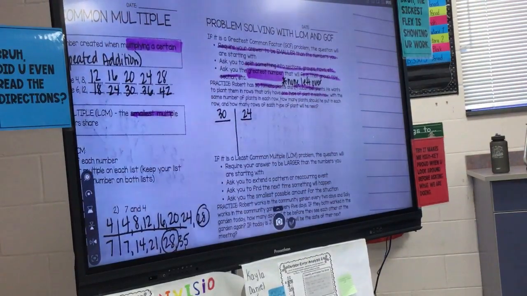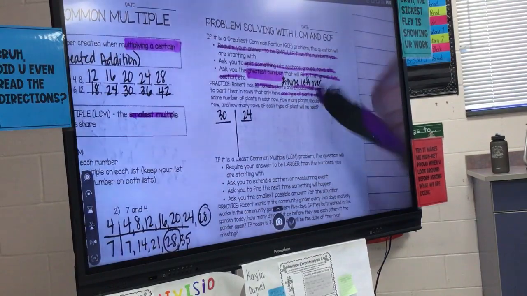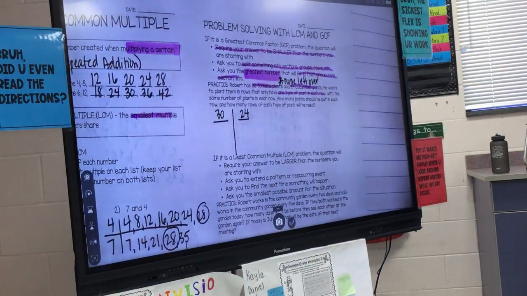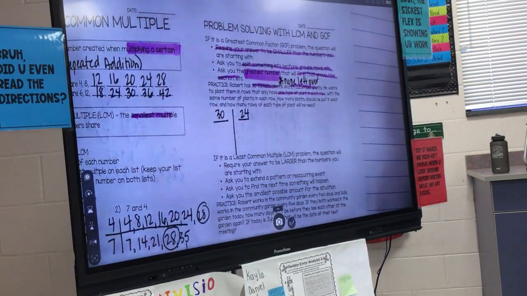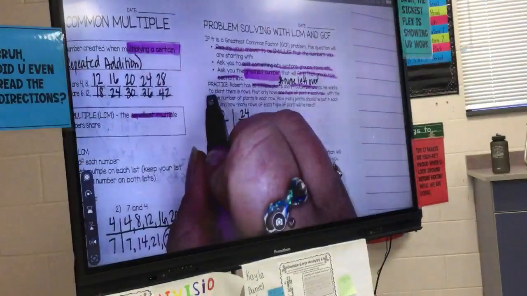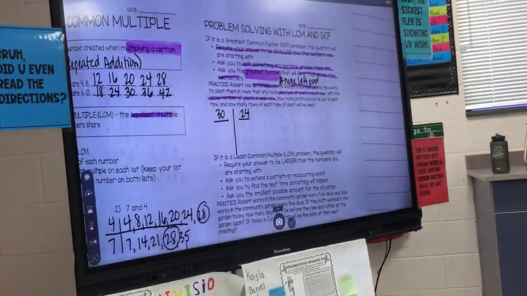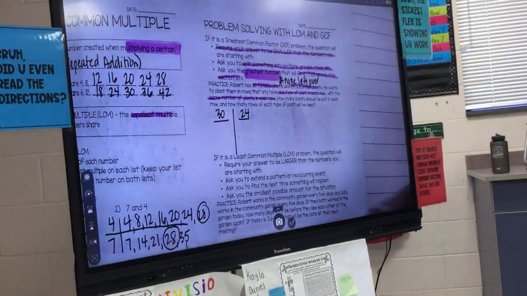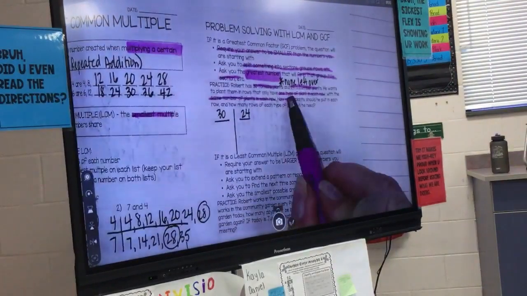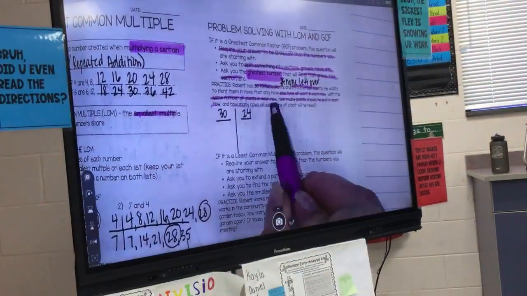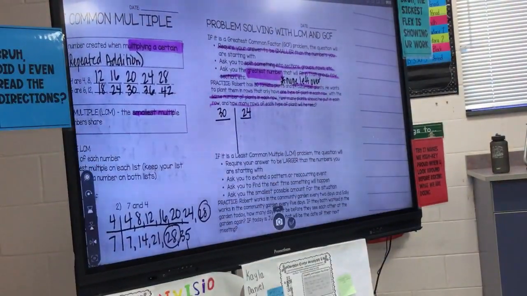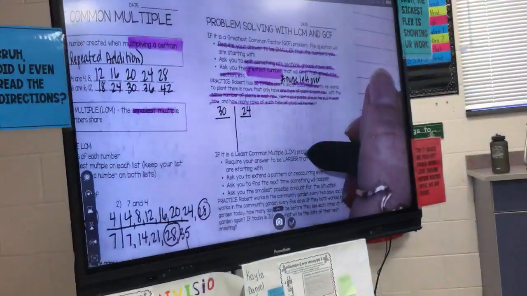All right, what's important in the second half of that second sentence? Oakley, the same number of plants? So the same number of plants in each row. Then it wants to know how many plants should be put in each row and how many rows of each. So we do have to find our GCF.